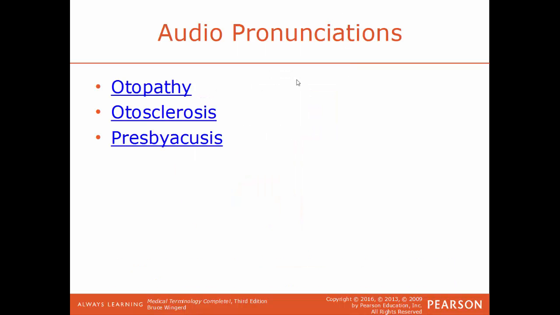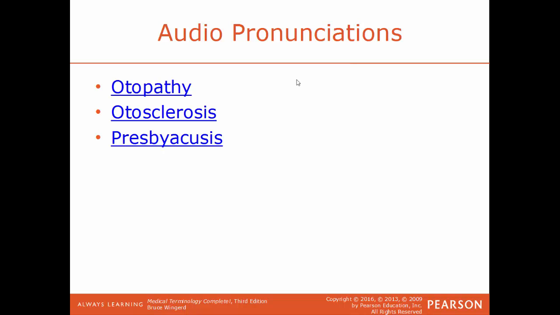Otopathy. This is a general term that refers to a disease of the ear. Otosclerosis. This is a reference to a hereditary condition where there's an overgrowth of bone within the inner ear, with the ossicles of the inner ear, and that will lead to a progressive deafness because those ossicles are interfering with the transmission of sound.